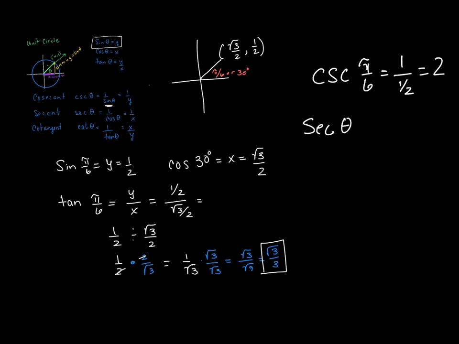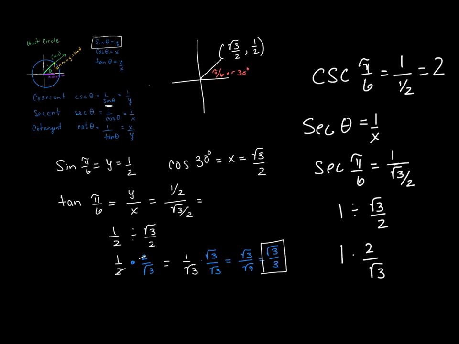The secant of theta is equal to 1 over x. Therefore, the secant of pi over 6 is equal to 1 over the square root of 3 over 2. And again, we're just flipping that fraction. That's 1 divided by the square root of 3 over 2, or 1 times 2 over the square root of 3. But we do have to rationalize that, so that means we have to multiply that by the top and the bottom of the square root of 3 over the square root of 3, so that means that the secant of pi over 6 is 2 square root of 3 over 3.